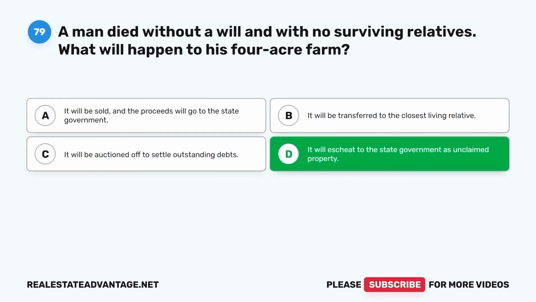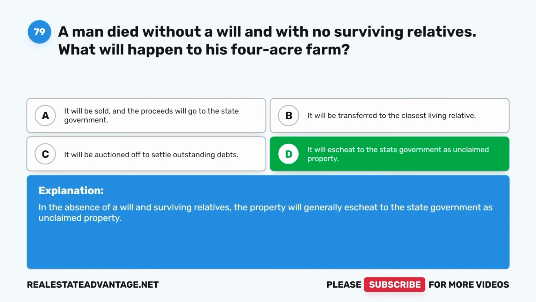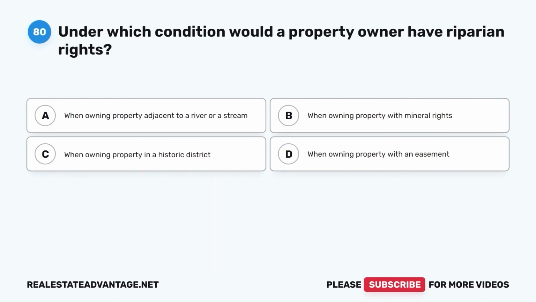The correct answer is D. It will escheat to the state government as unclaimed property. In the absence of a will and surviving relatives, the property will generally escheat to the state government as unclaimed property. Question 80. Under which condition would a property owner have riparian rights?